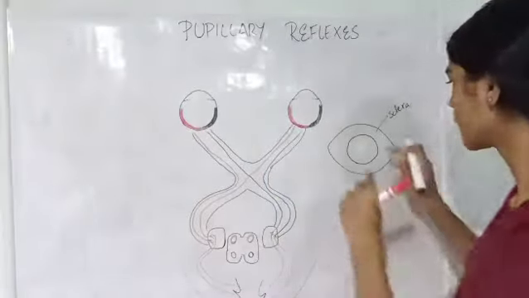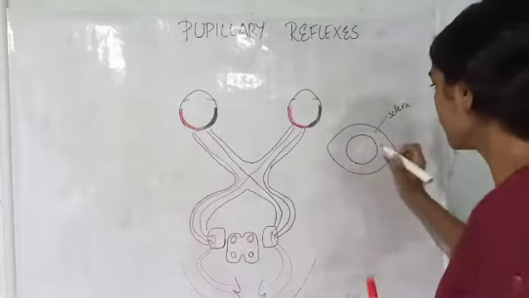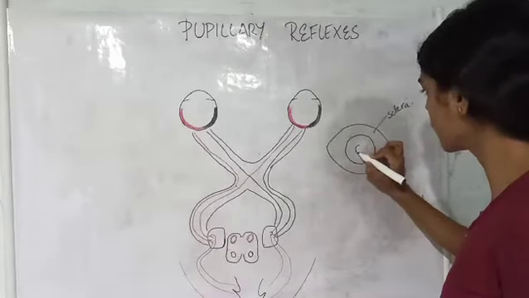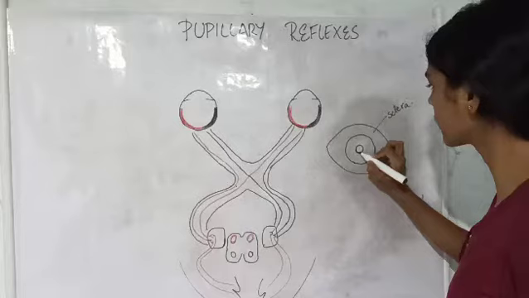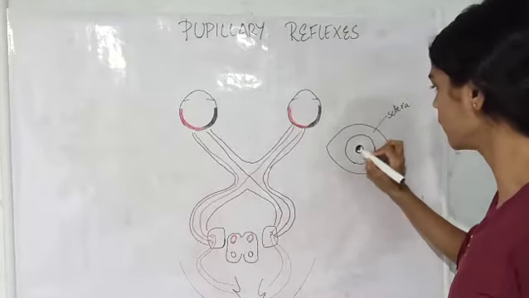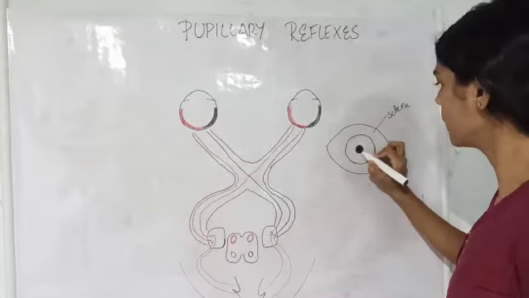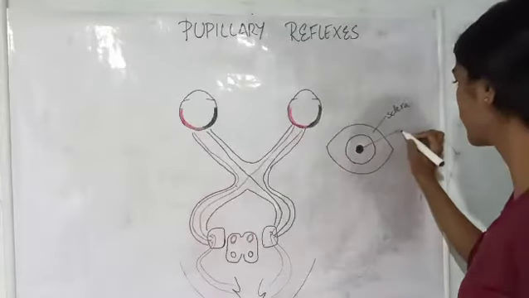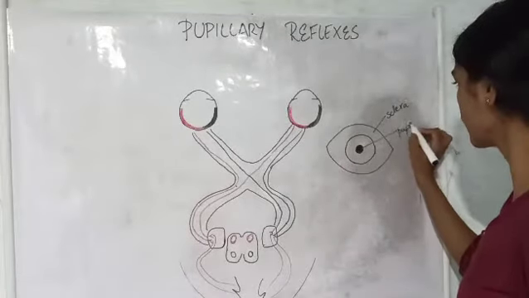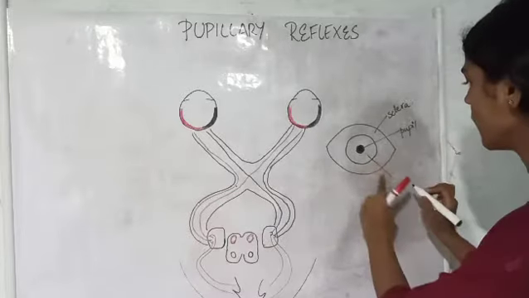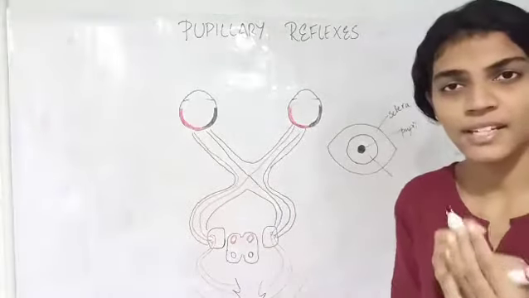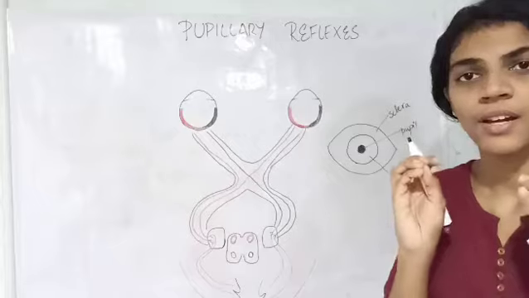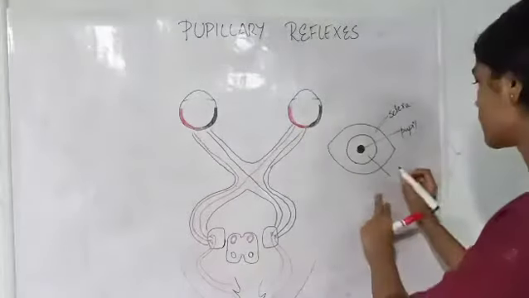So this is the diaphragm. In the center of the diaphragm you can see a more dark region, which is known as the pupil. It is more black in color, and this is a hole, which is known as the pupil, and the surrounding slightly lighter region is known as the diaphragm or the iris.